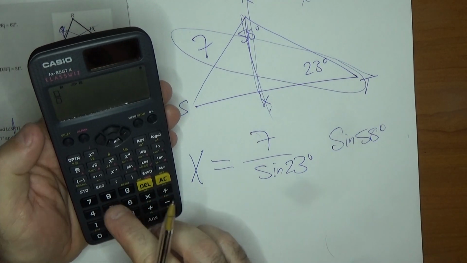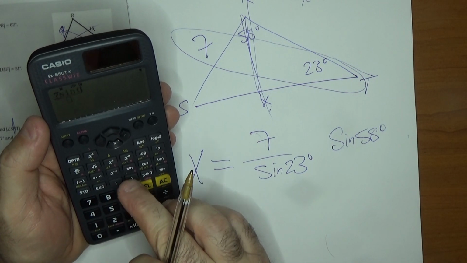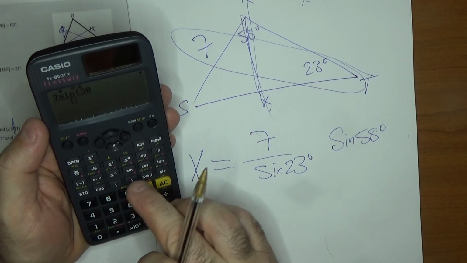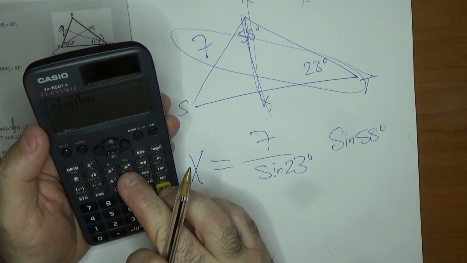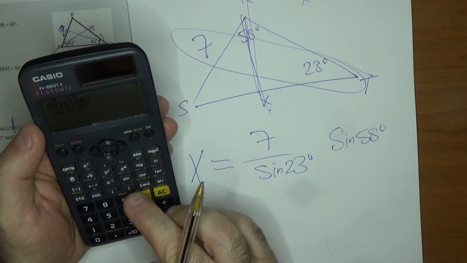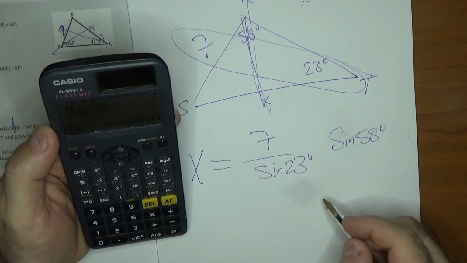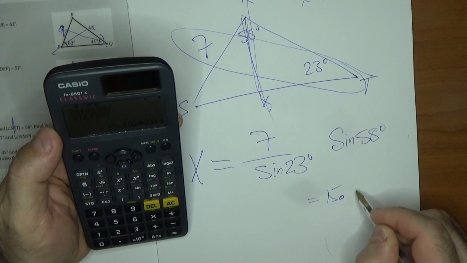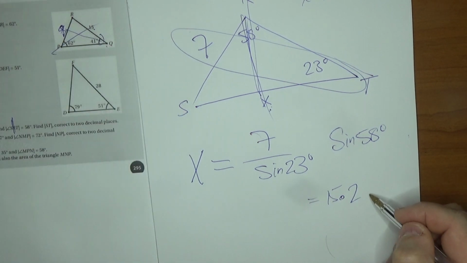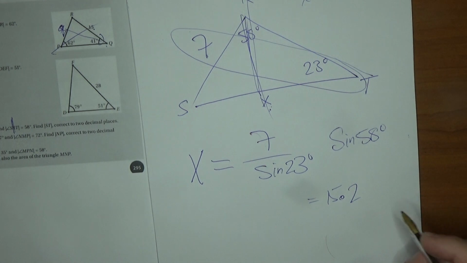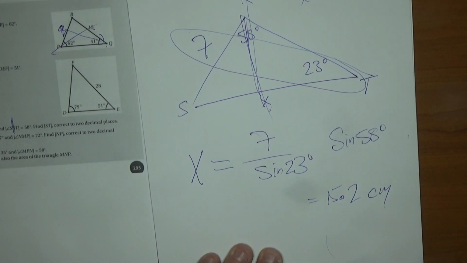Good. 7 sine 58 over sine 23 equals 15.2 centimeters or whatever. Yeah, centimeters. Okay.